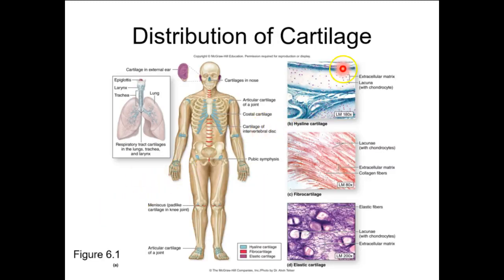So this should look familiar. We're going to have hyaline cartilage, and on this image that's annotated in blue, so we have hyaline cartilage at the ends of long bones inside of synovial joint spaces. We'll also have it in the nose. This is hyaline cartilage of the nose, and your ribs, the costal cartilage, is also made of hyaline.